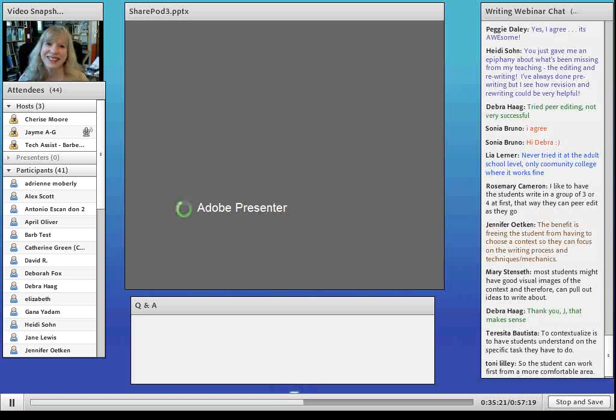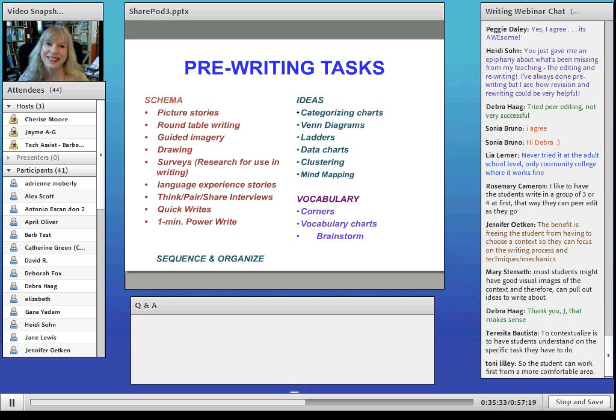So with the practice, the pre-writing and drafting, you have this list in your handout. It looks like it's got cut off a little bit, but there is a whole series of bullets for sequencing and organizing. There are more activities in heaven and hell than you can ever imagine for pre-writing.